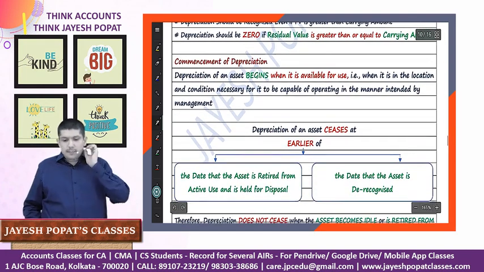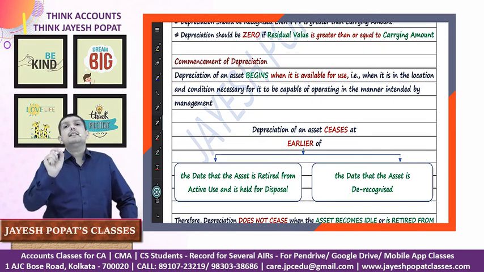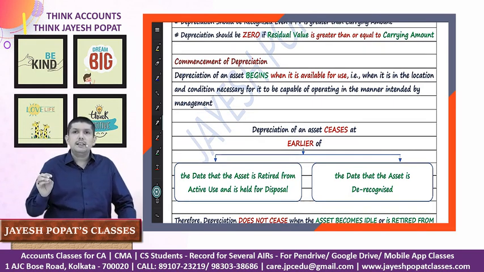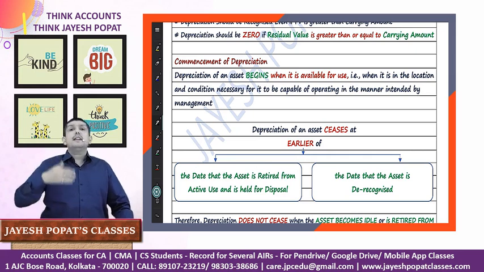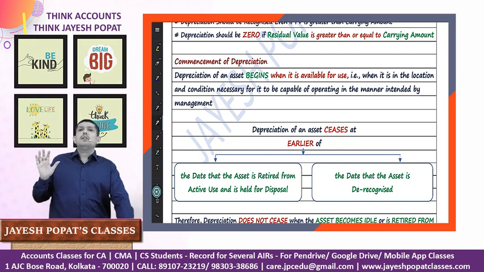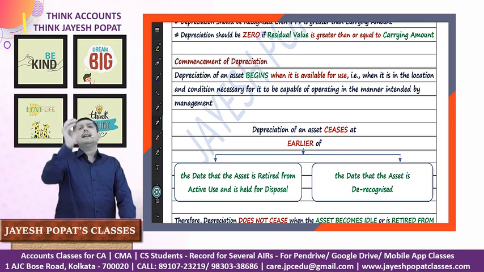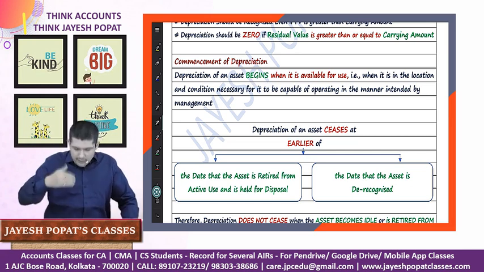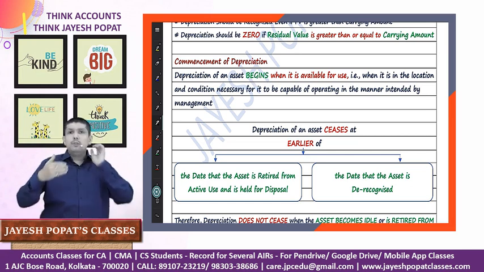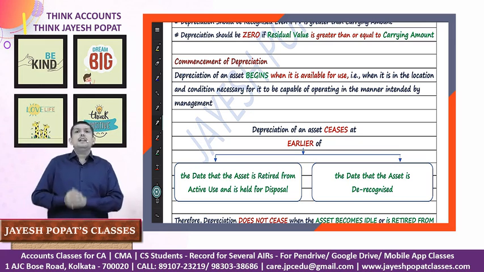Then commencement of depreciation. When will you start depreciating your asset? Simple, when the asset is ready for use, meaning when the asset is in the location and condition where it is capable of being used as intended by the management. Whether you use that asset or not does not matter. For example, let's say I buy an AC and I install that AC, and after installing it is ready for use. But if I don't use that AC at all for 2 years, will I not charge depreciation on it? The answer is I have to charge depreciation.